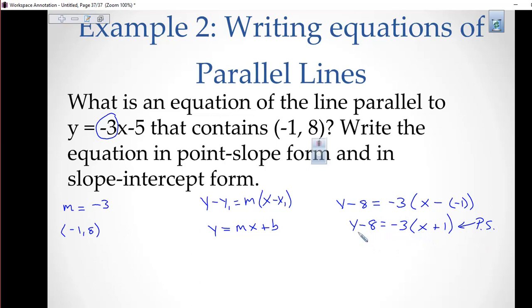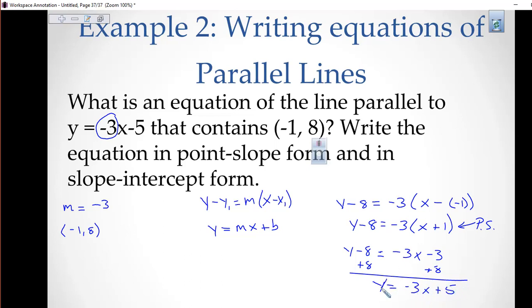Now, to get this in slope-intercept form, we have to get rid of the parentheses by distributing. So we get negative 3x minus 3 equals, bring down the y minus 8. Now the last thing we need to do is get the 8 to the other side, so we're going to add 8. Y equals negative 3x plus 5.